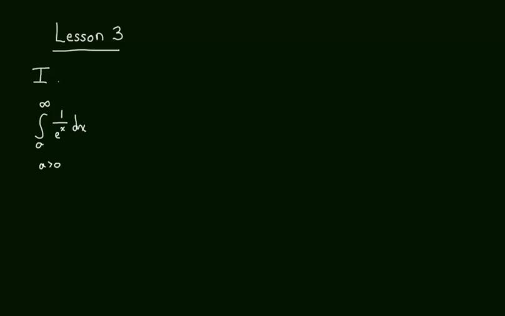Lesson 3, Part 1. Let's investigate this special integral from a to infinity of 1 over e to the x dx. So that's going to equal the integral from a to infinity. I'm just going to rewrite it as e to the negative x dx. Okay, so we're going to use the definition of this improper integral. So it's the limit as b goes to infinity of the integral from a to b of e to the negative x dx.